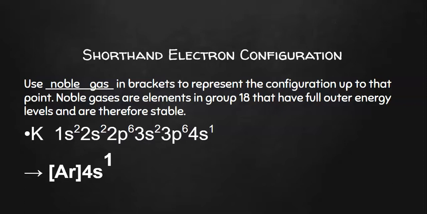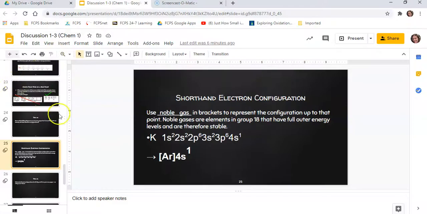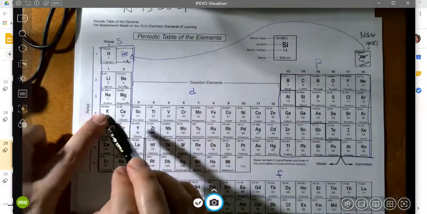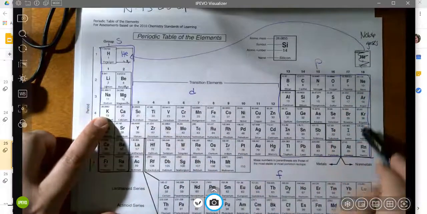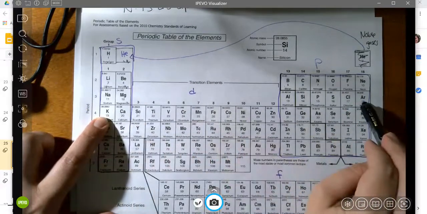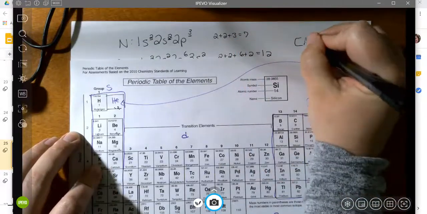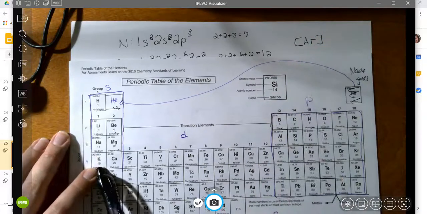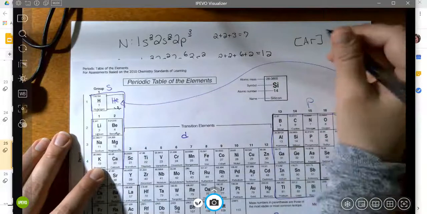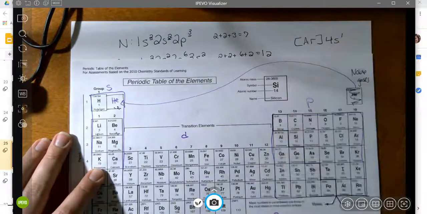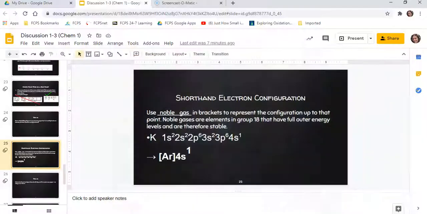So for potassium, this is the configuration. That's kind of annoyingly long to write. So instead of all that, I'm going to look at the periodic table and ask, which noble gas came right before potassium? Here's potassium. Looking back, these are my noble gases. Right before potassium, I went to argon. So I'll write argon in brackets. And then I just have to write whatever comes after that. What period am I in? 4. What block? S. And how many squares to potassium? 1. So it's quite a lot faster.